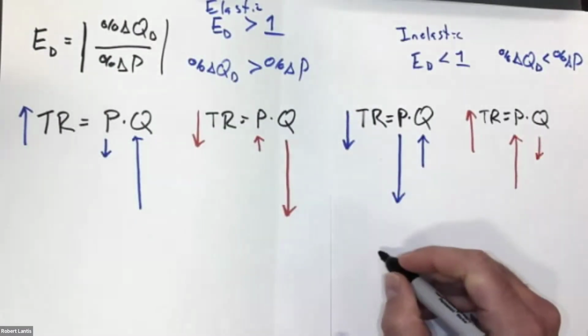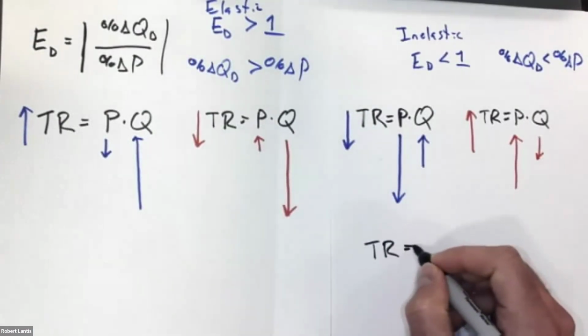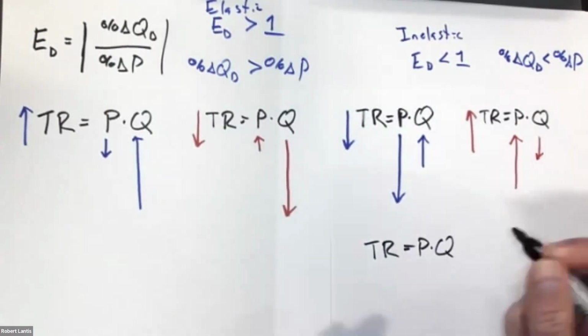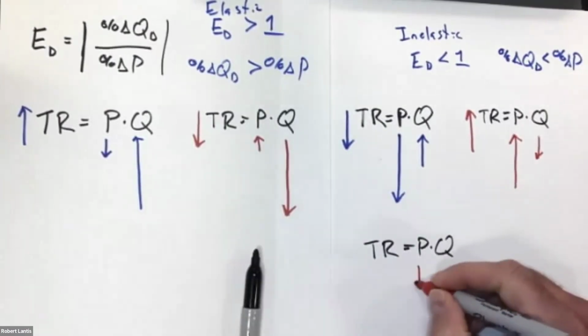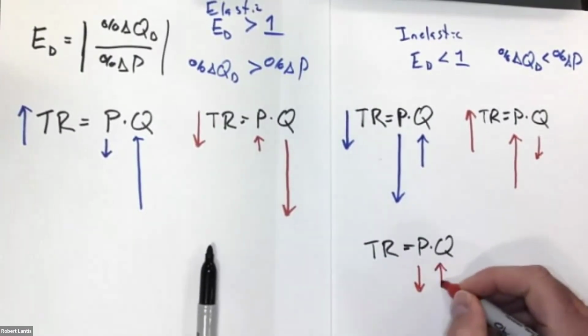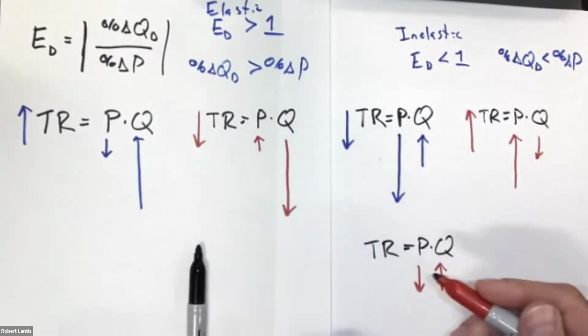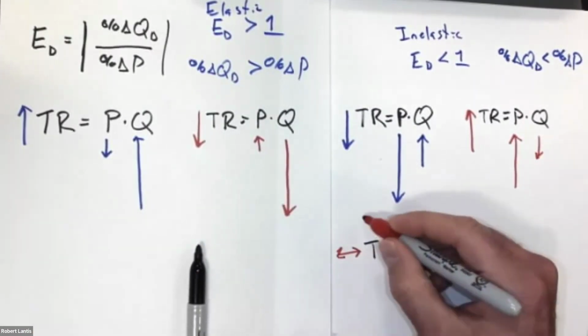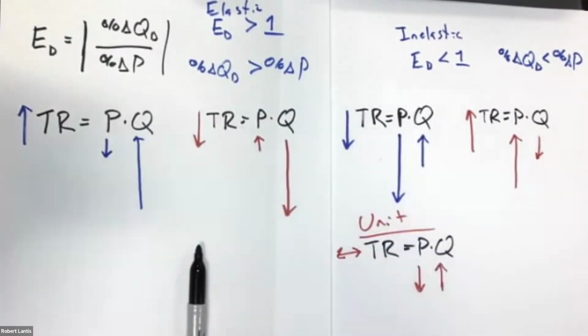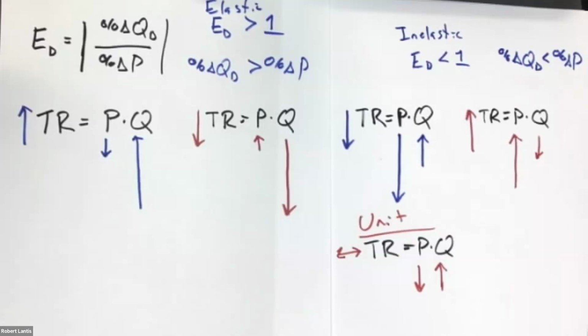Okay. And then I'll go through this one kind of quick, but what if it was unit elastic? Well, there, whatever my change in the price is, I'm going to have the exact same percent change in quantity demanded. So it's like they almost wash each other out. So if I have unit elastic demand, changes in the price aren't going to change my total revenues at all. Okay.